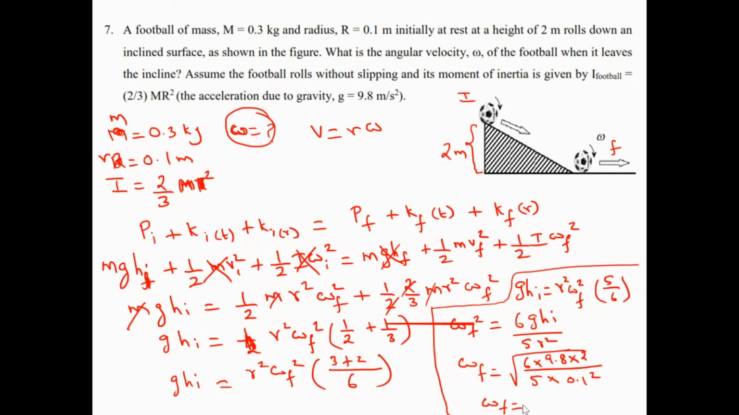I got the answer as 48.497. So I can write 48.50, and the unit for this omega is radian per second. Clear? So this is the answer for the 7th question. Understand?